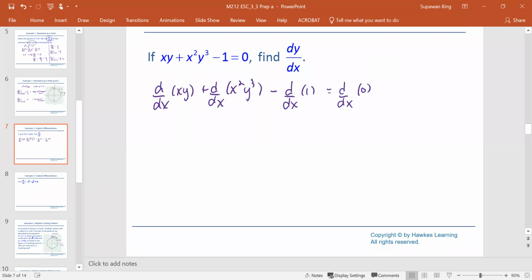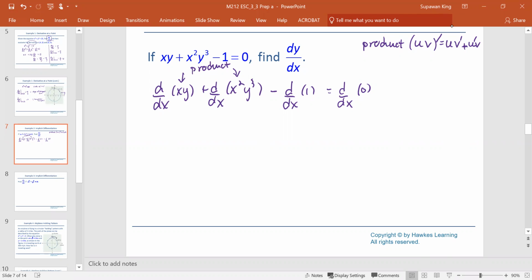As you notice, x times y and x squared times y to the third are products, so we are going to apply the product rule when we find the derivative. I note here the product rule: for u times v, the derivative is u times v prime plus u prime times v. The order doesn't affect the solution because you can switch them. Like u times v is the same as v times u, or a times b is the same as b times a.